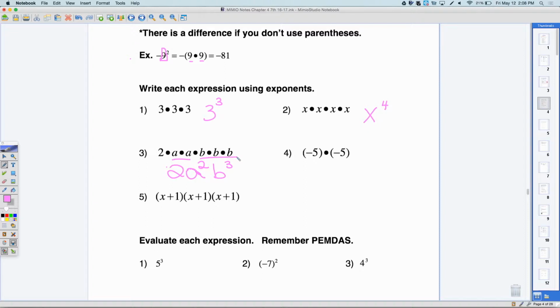Number 4 is -5 times -5. Because the negative is in parentheses, keep it in parentheses. How many 5s are being repeated? 2. So it's -5 to the 2nd power.